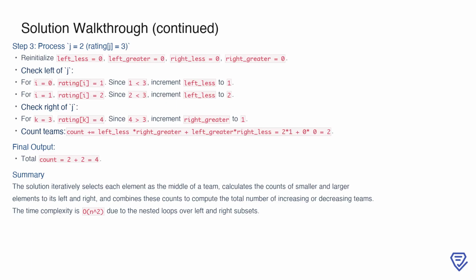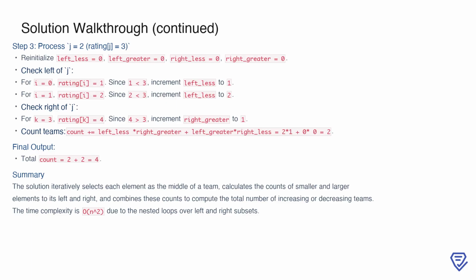becomes 1. Using the formula, we calculate count plus equals left_less * right_greater plus left_greater * right_less, which evaluates to 2 * 1 plus 0 * 0 equals 2. Adding this to the total, we find that the total count of teams for this input is 2 plus 2 equals 4. In summary, this approach systematically selects each element as the middle of a team, counts smaller and larger elements on both sides, and combines these counts to compute the total number of valid teams.